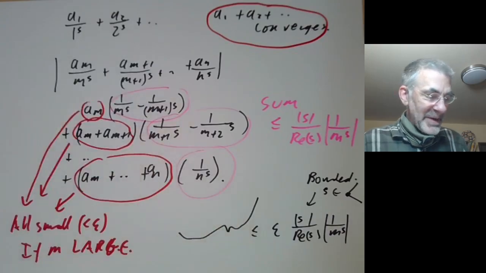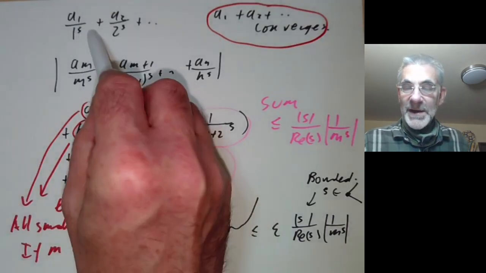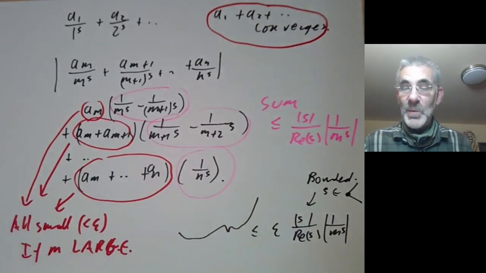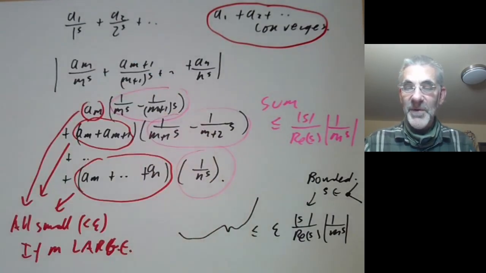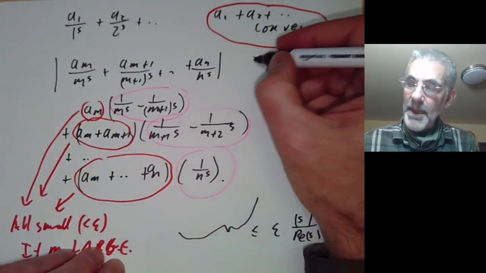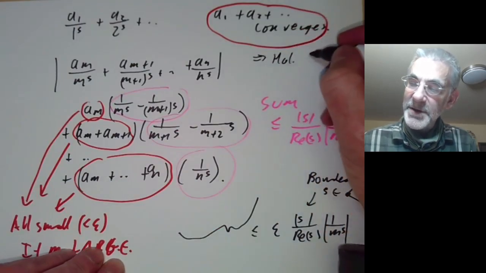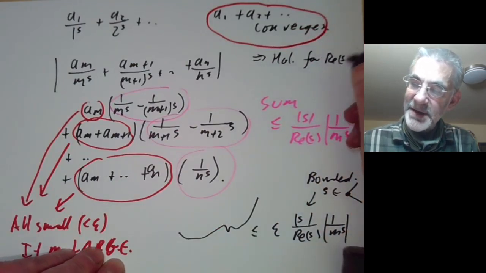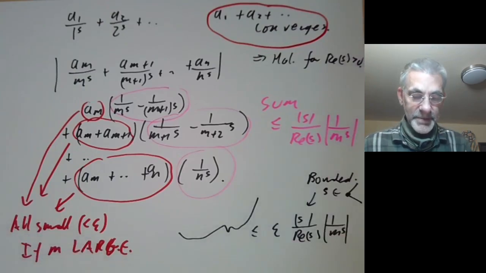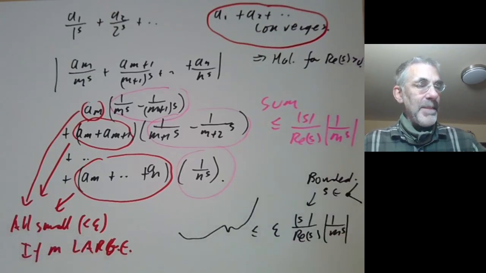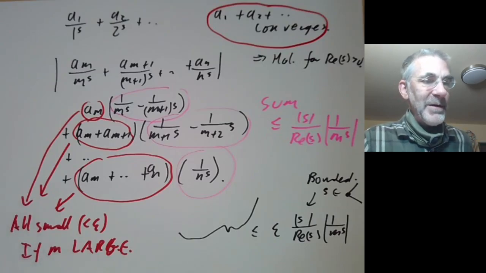So this shows that Dirichlet series are uniformly convergent in wedge-shaped regions, and as we mentioned before, this shows that this is holomorphic and converges for the real part of s greater than 0. Okay, that's all I want to say about convergence.